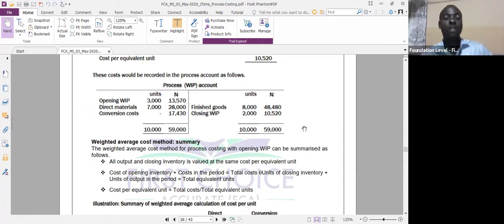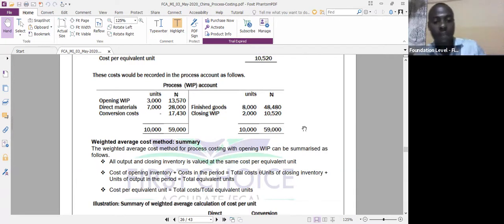So the whole account balances. So that's all. We have our 10,000 units accounted for, from input to finished goods to work in progress. And we have the equivalent price per unit, which when done well, will make the two accounts be balanced.